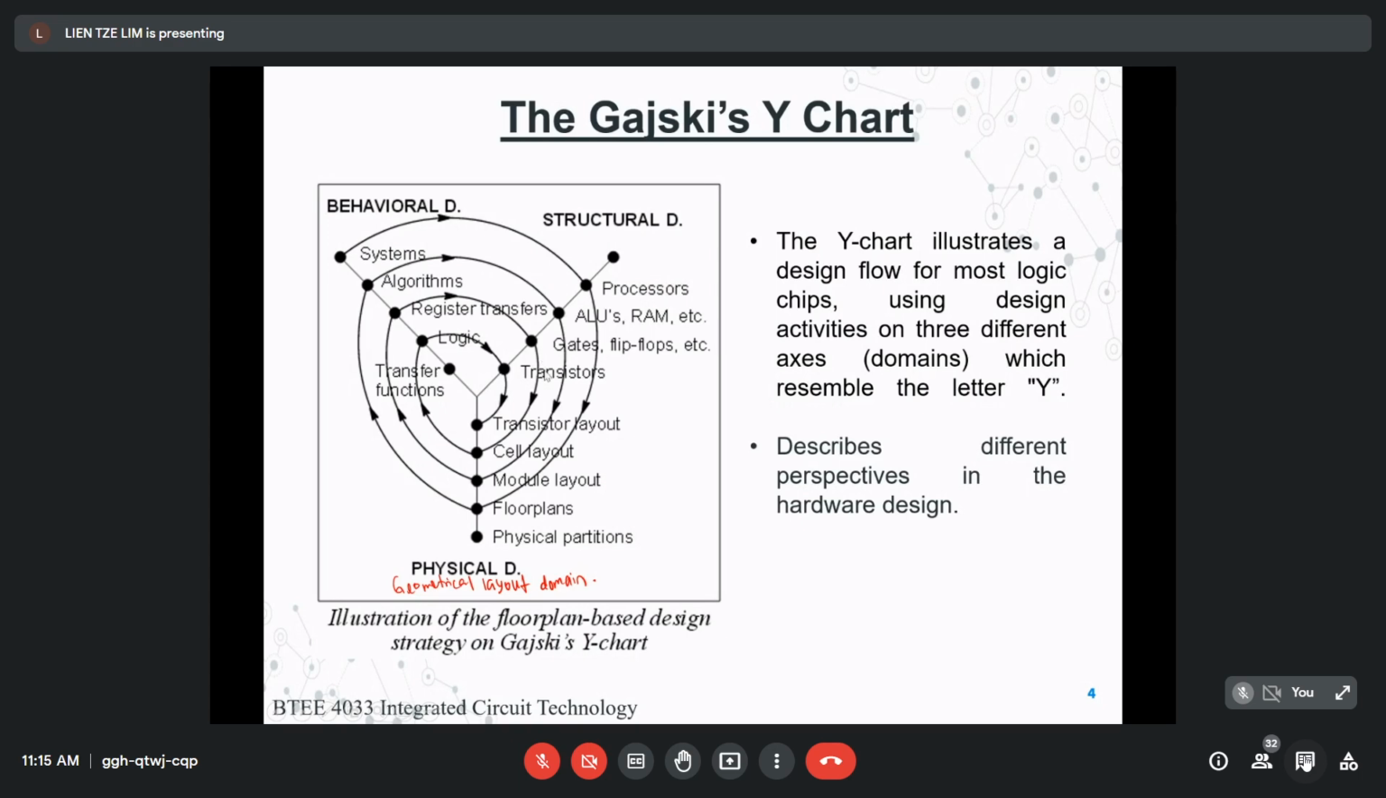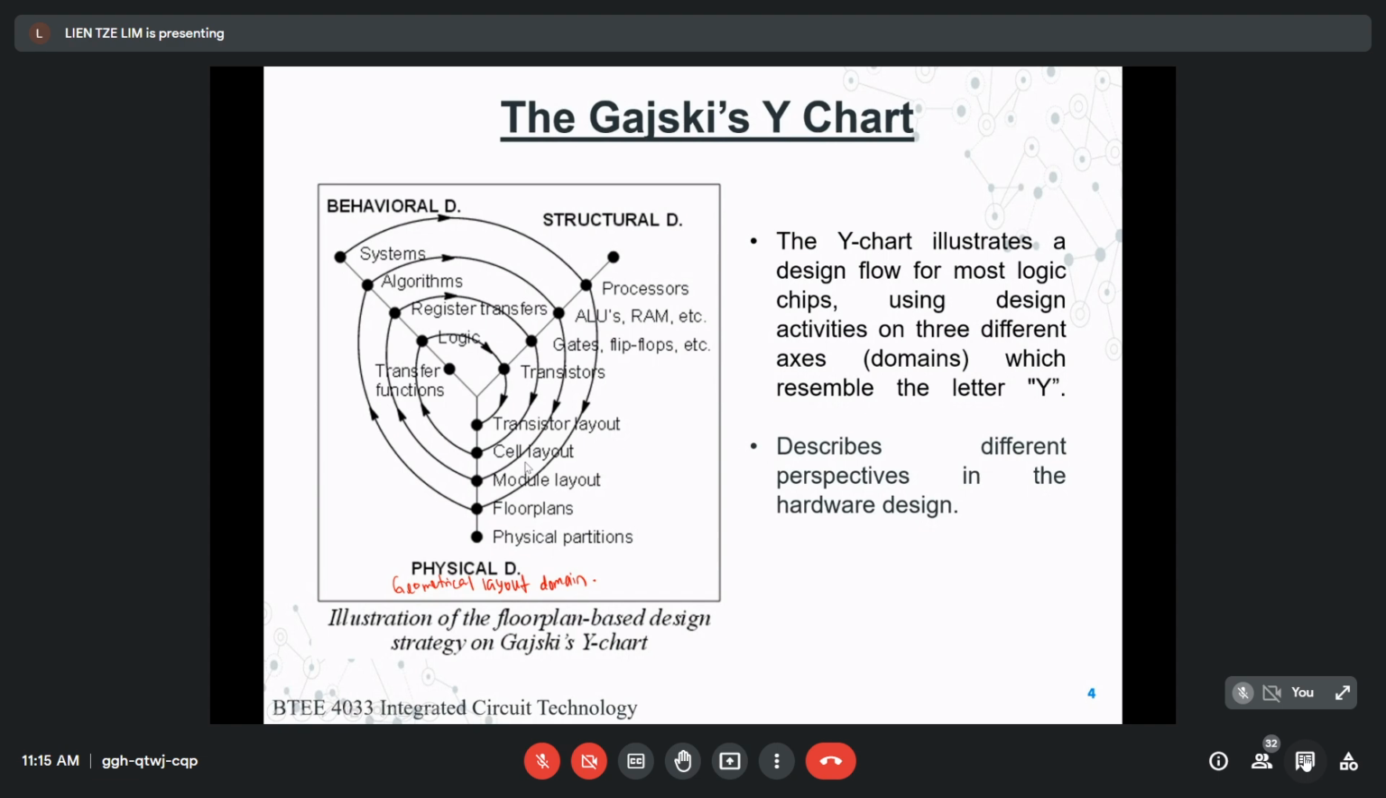In the physical domain, there are also 5 levels: physical partitions, floor plans, modules layout, cells layout, and transistor layout. Now you learn about transistor layout. You can draw a transistor layout based on the transistor level schematic, and you can also draw a cell layout.